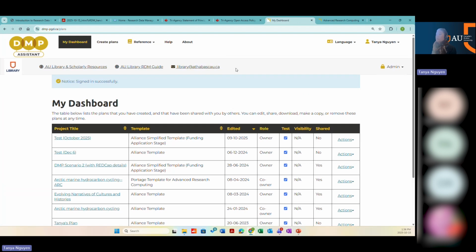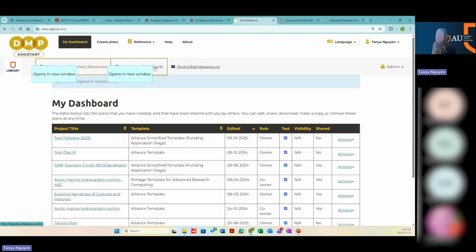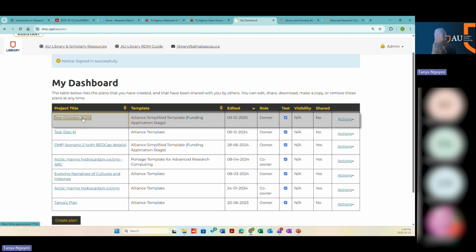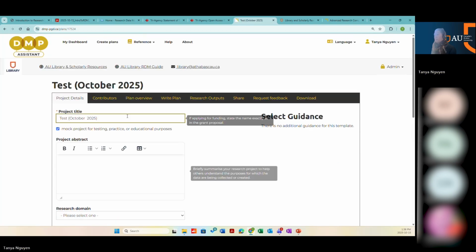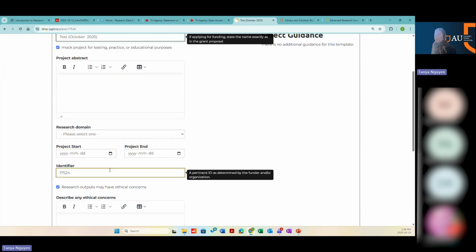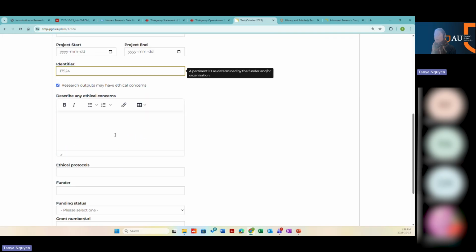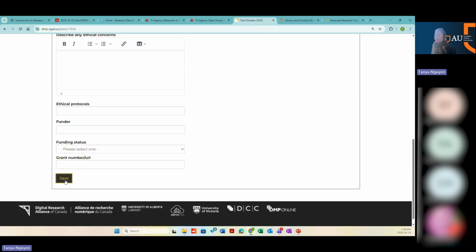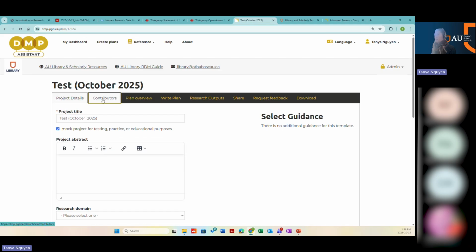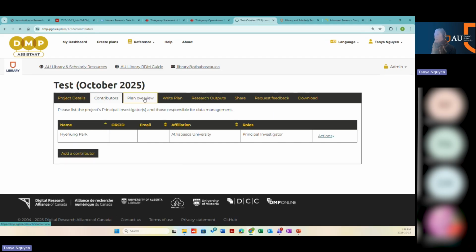So Robin has put together some useful links to go to the library, to go to the RDM guide, and to email us if you need to. Yeah, I'll just go through this test one. So it's pretty straightforward, I think, to use this tool. It's basically filling in the blanks of your research project, the dates of when you're doing your project, and then make sure to click save, because I don't think it automatically saves.